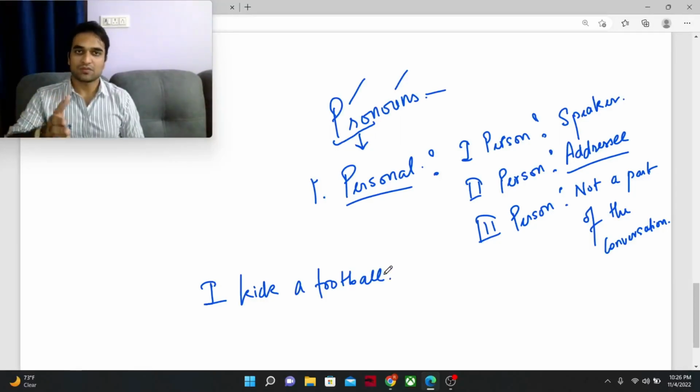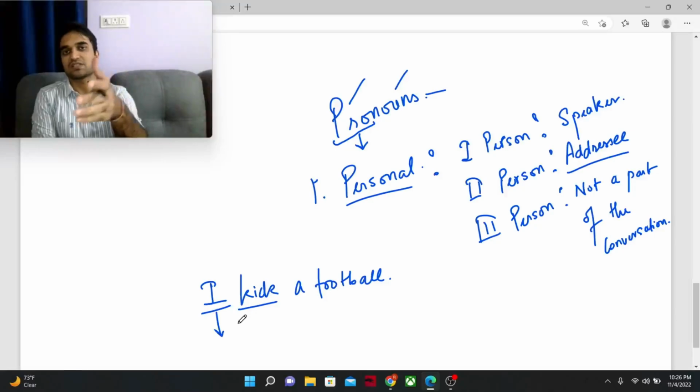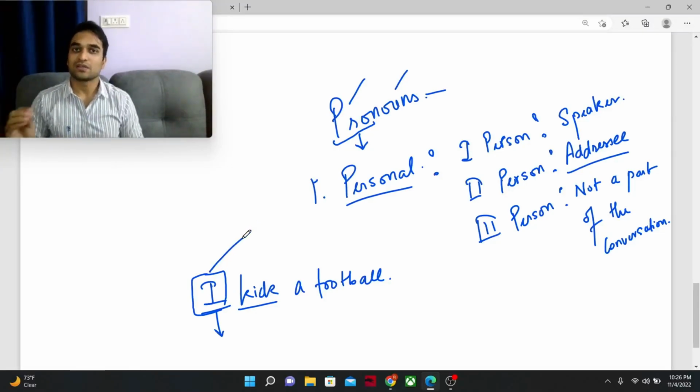If you look at it, the doer of the action, kick is the action, and the doer of the action is I. So this becomes the subject of the sentence. Now this is a pronoun. When a pronoun of the first person is used as the subject of the sentence, as we have here on the screen right now, when it is in the first person singular, you cannot use anything but I.